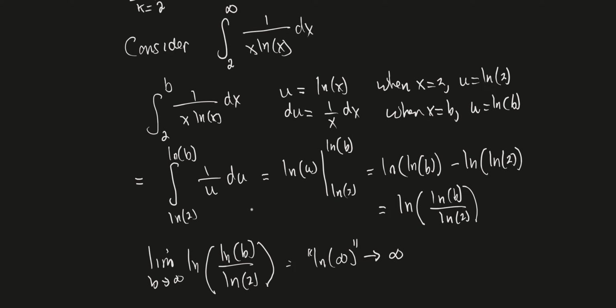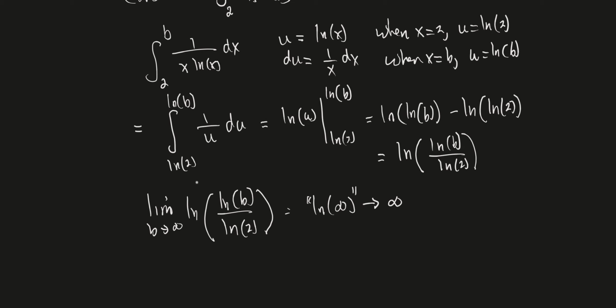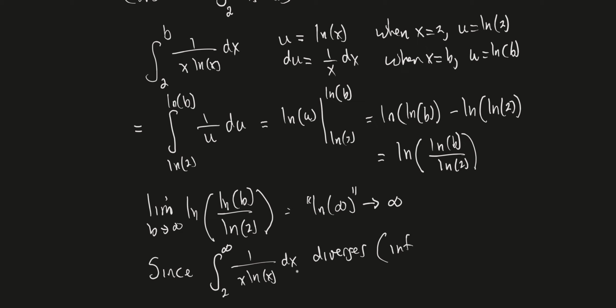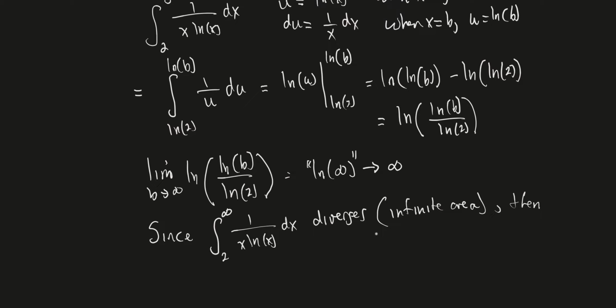So therefore, our improper integral diverges, right? So therefore, let's say it all in one sentence. So since our improper integral, the integral from 2 to infinity of x natural log of x dx diverges, which means that there is an infinite amount of area under this curve over this infinite interval. So let's say infinite area. Then the same has to be true for our infinite series.